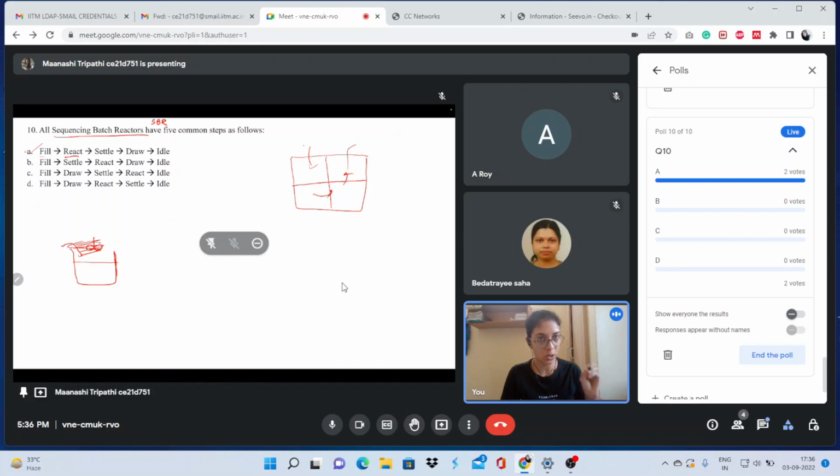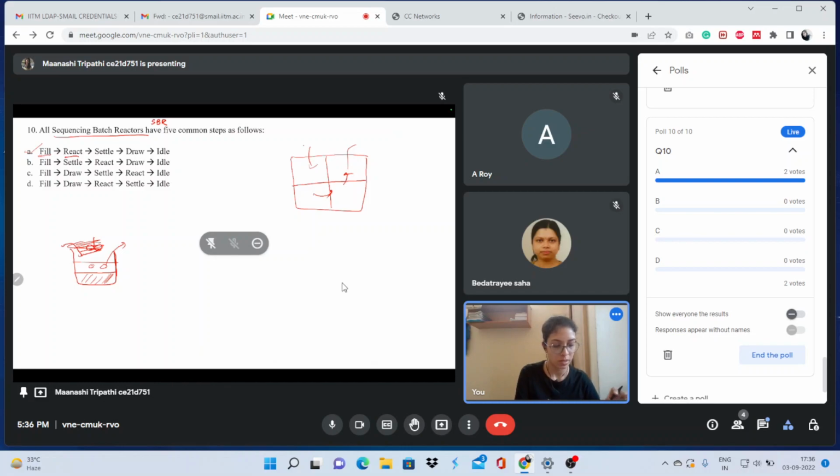What happens in draw? After some time, some things are settled down. Good quality water we will get above, so we will draw it. We will not touch this part, but just remove this water. What happens in idle? We will give it some rest time. We won't do anything. By the time it is idle, we will use another tank to fill.